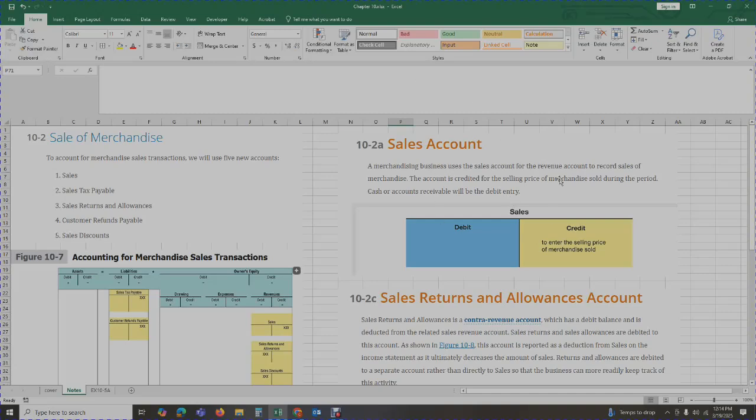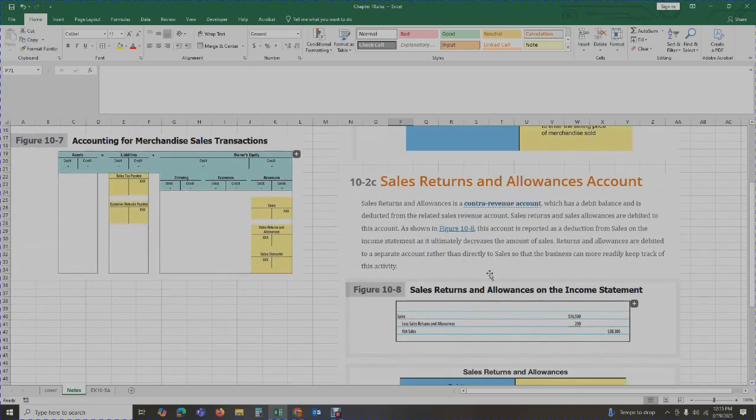So whenever you have a sales entry, you're going to credit your sales account, and you debit the specific account, whether you received cash for the sale or it's going to be a receivable, if they owe you the money and they're going to pay you at a later point in time.